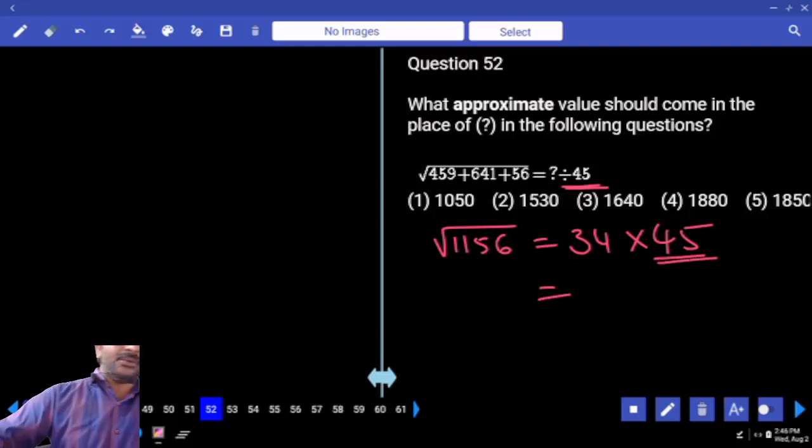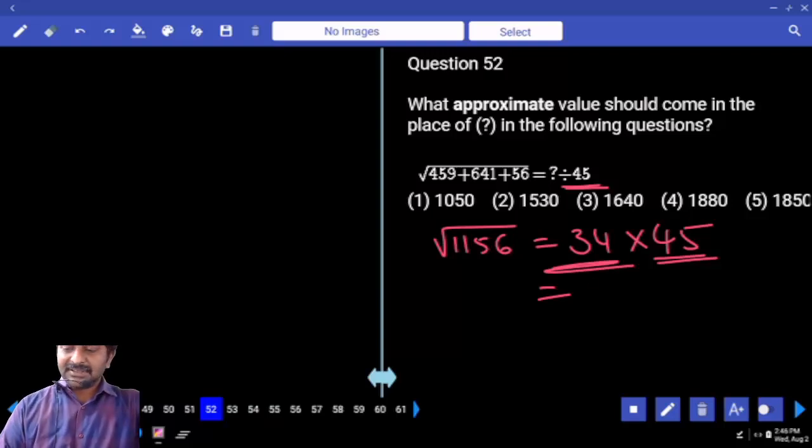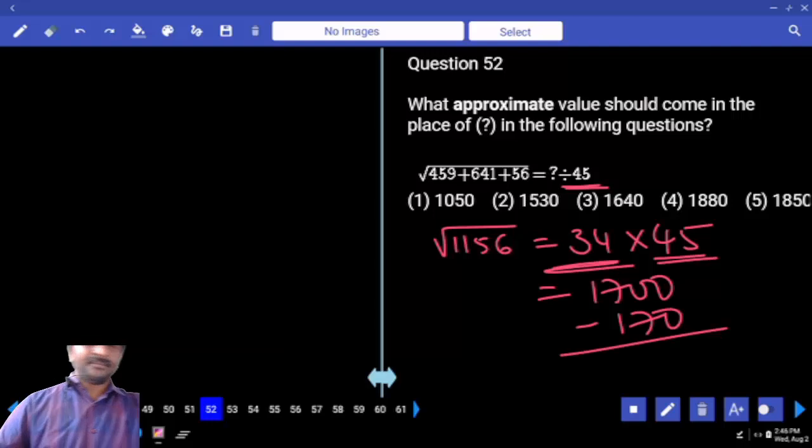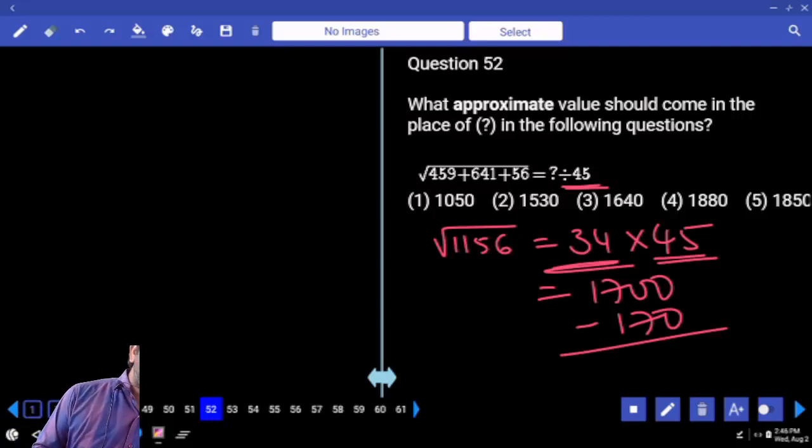45 times, how do we do? 50 times minus 5 times. What is 100 times? 50 times. 1700. 5 times. Answer 1530. Can we verify 9 multiplication rule? No. Approximations risky. Ardhamainda?